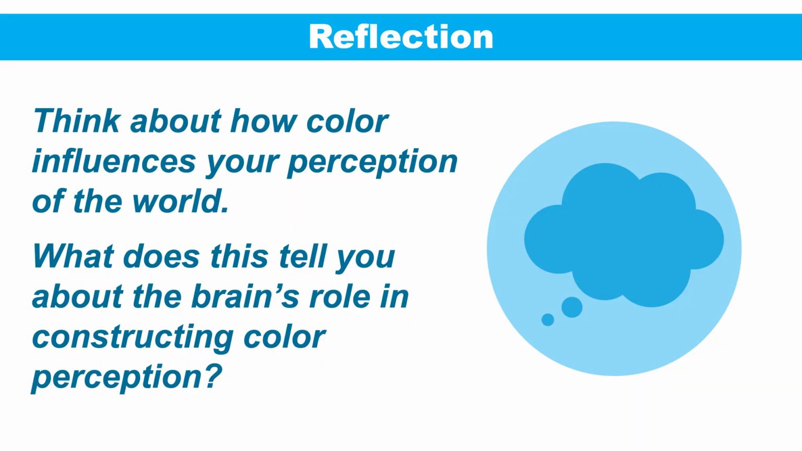Now, let's take a moment to reflect. How does color shape your experience of the world? Think of how certain colors can affect your mood, like how a bright sunny day feels different from a gray overcast one. Or consider how lighting changes the way color appears. A white shirt under fluorescent light might look blue, but under a warm light it might look yellow. What does that tell you about how much your brain influences what you see? It's a powerful reminder that color isn't something you passively perceive.